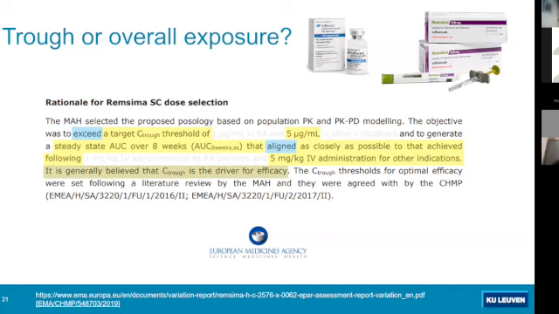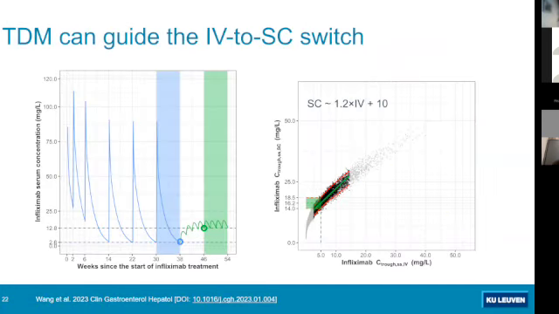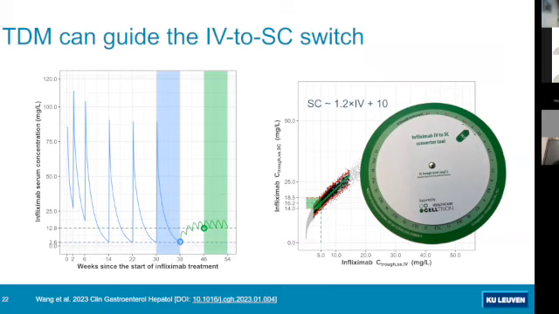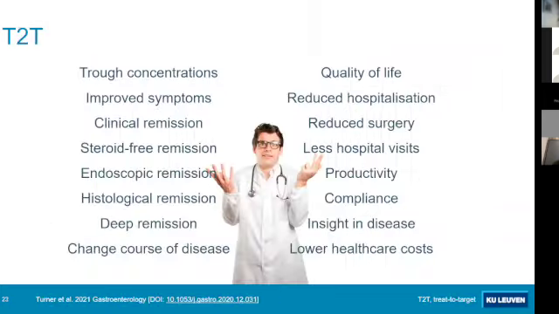Yet it is generally considered that the trough level is the driver of efficacy of monoclonal antibodies. And recently, and this is just a side note, we developed an algorithm that can guide clinicians by doing TDM in the switch from IV to sub-Q infliximab. By sampling before and then from some simulations, we can actually allow clinicians to predict what the level is going to be after the switch.